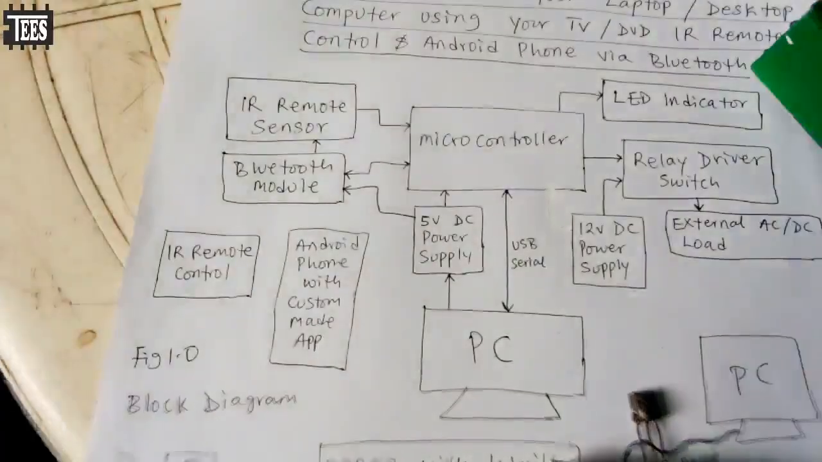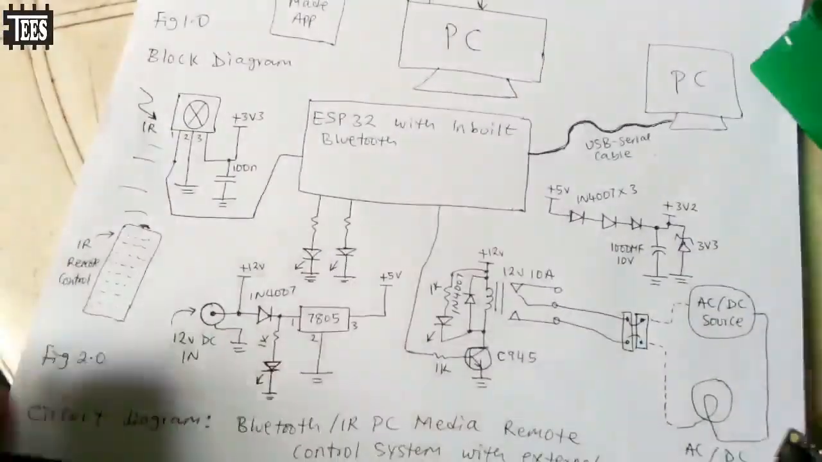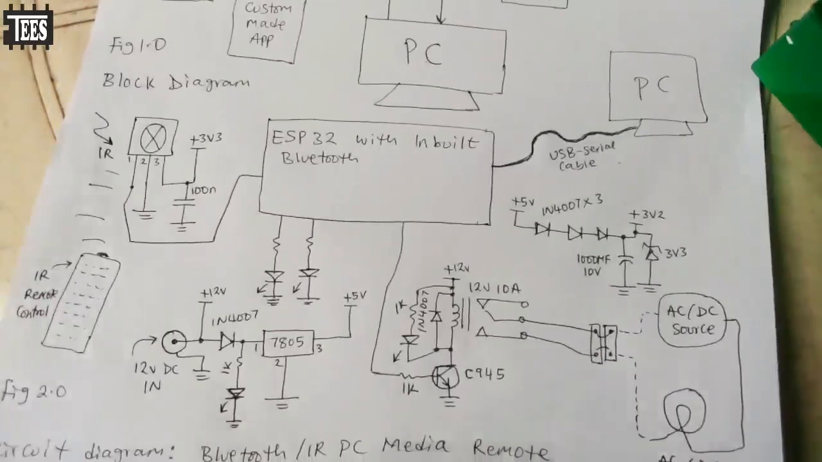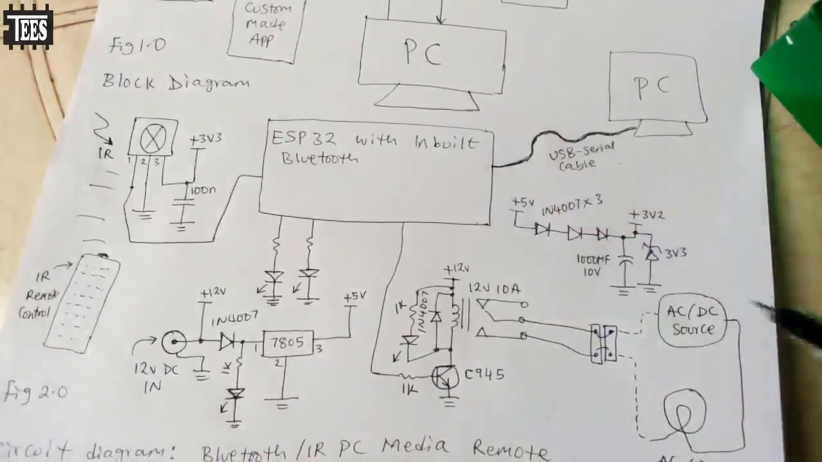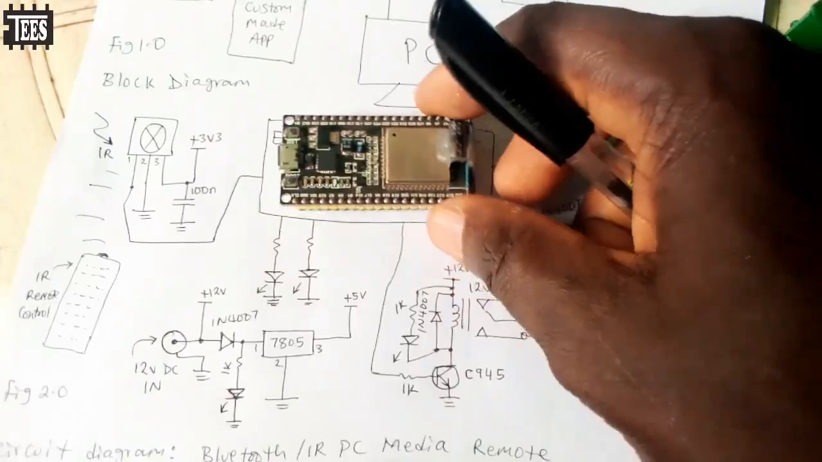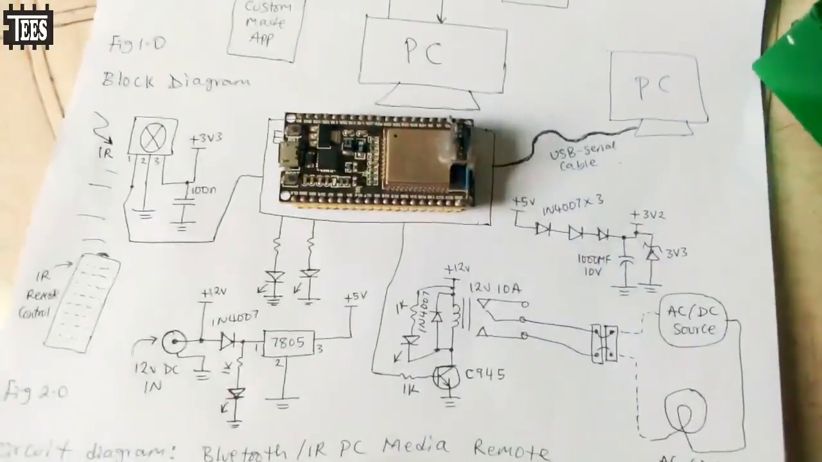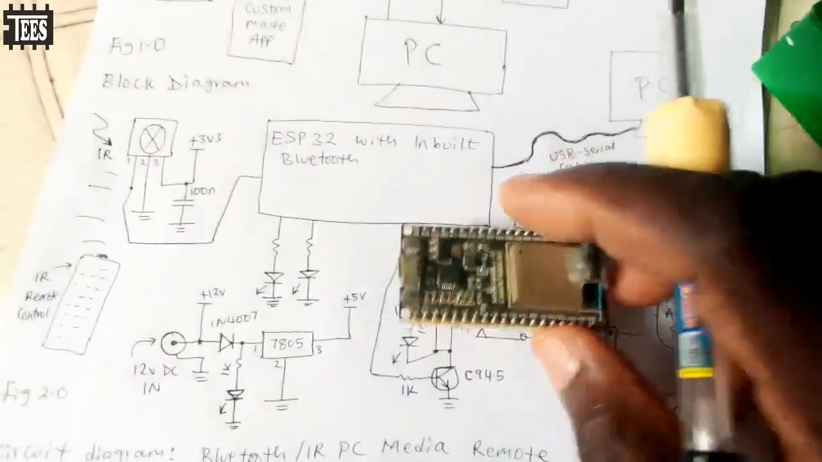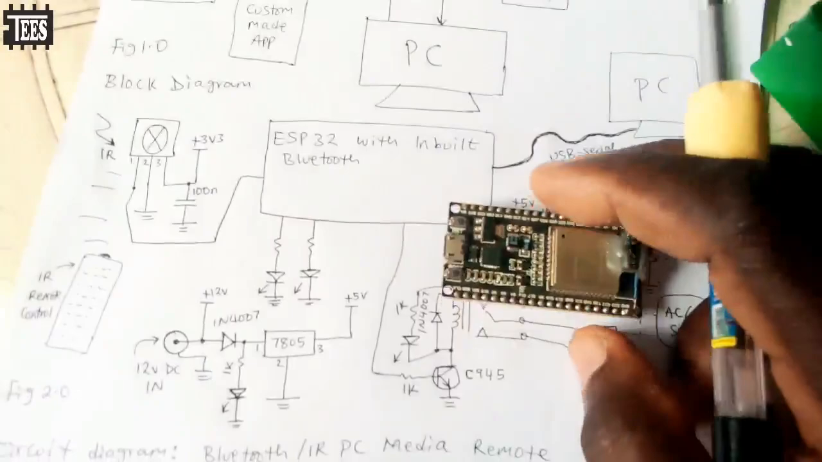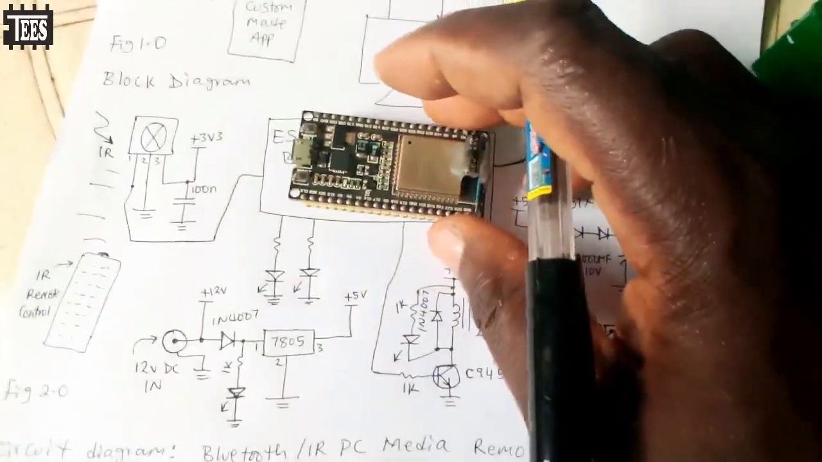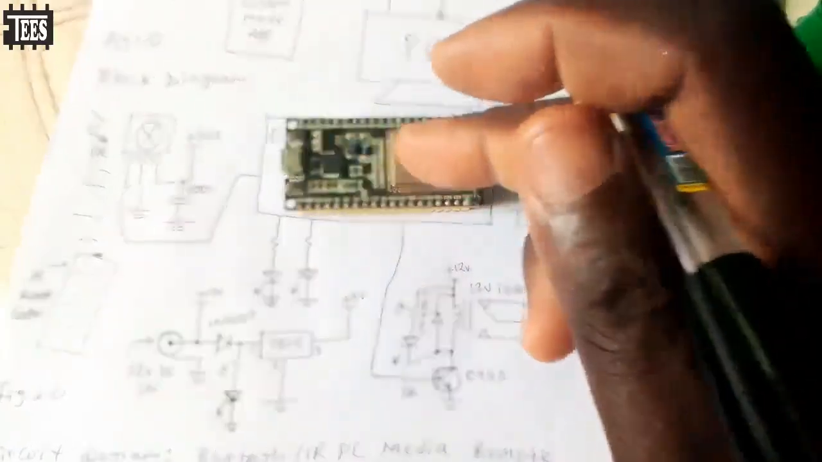So let's take a look at the circuit diagram. Before you design anything, you need to create the circuit diagram. So just as I've said here, this is SoC, system on chip. It's a combination of microcontroller and microprocessor. So this is an SoC, ESP32. So it has inbuilt Bluetooth and Wi-Fi.